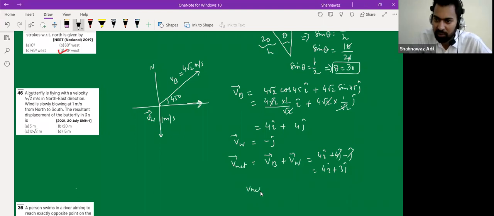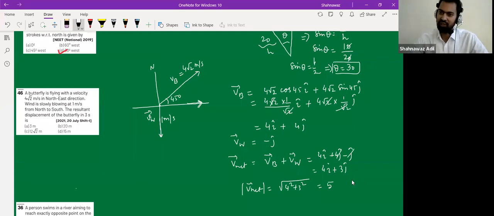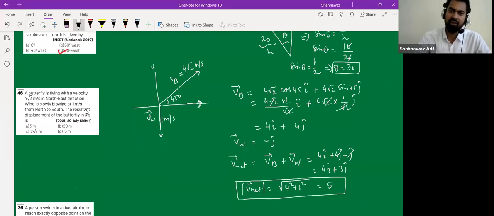V net will be what? Magnitude of V net will be 12 square plus 9. 12 plus which is right. So we have calculated the resultant velocity. Okay. And in this question, they are asking about the displacement, right?